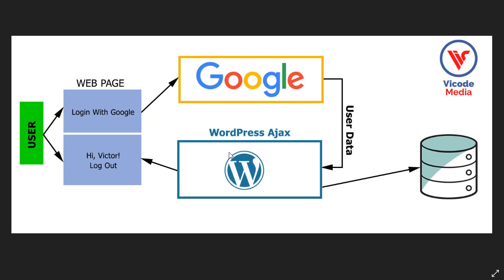So having the data in our WordPress AJAX action, WordPress is going to create a new user, insert it in a database, and then after that redirect the user to the home page, the first web page. But in this case, the user is going to be logged in and won't see any more login with Google. It will see hi Victor, and there's gonna be a logout link. I just put Victor here because my user's name is Victor, but in this case it's gonna be a dynamic name.